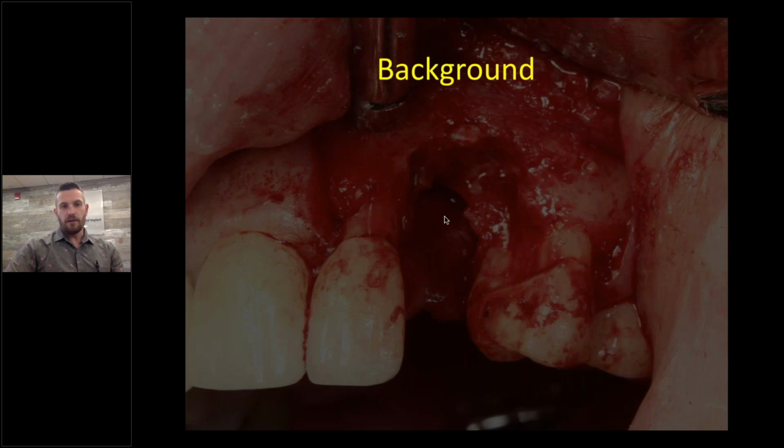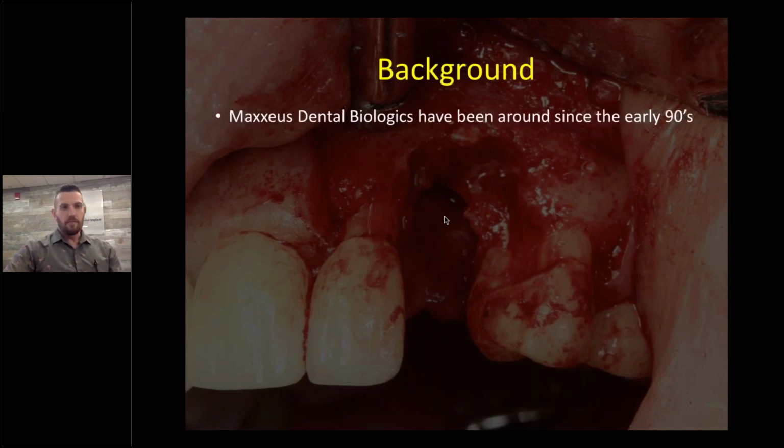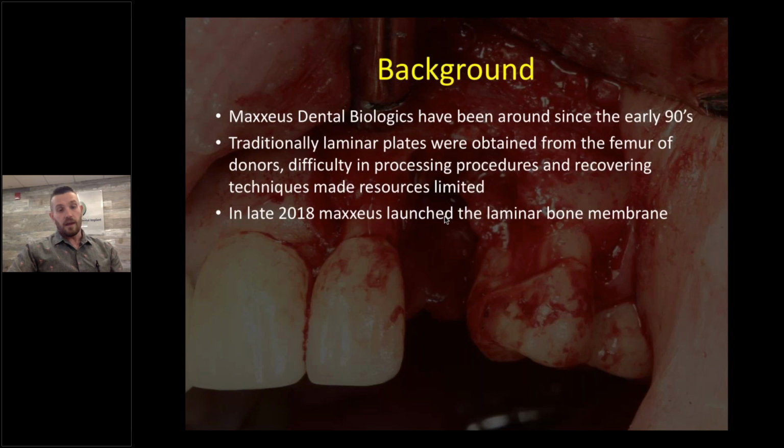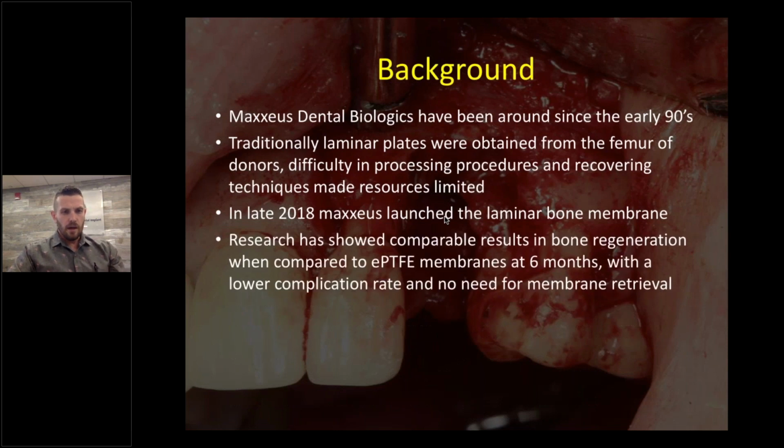Anyway, a little bit about the background of the laminar membrane. Maxius Dental Biologics have been around since the early 90s, and the laminar bone membrane was around at that time period, but because the grafts were obtained from the femurs of donors, difficulty in processing and handling procedures made recovering the grafts difficult. So getting the membranes out into production for people to use was quite difficult. But in late 2018, Maxius launched the laminar bone membrane.